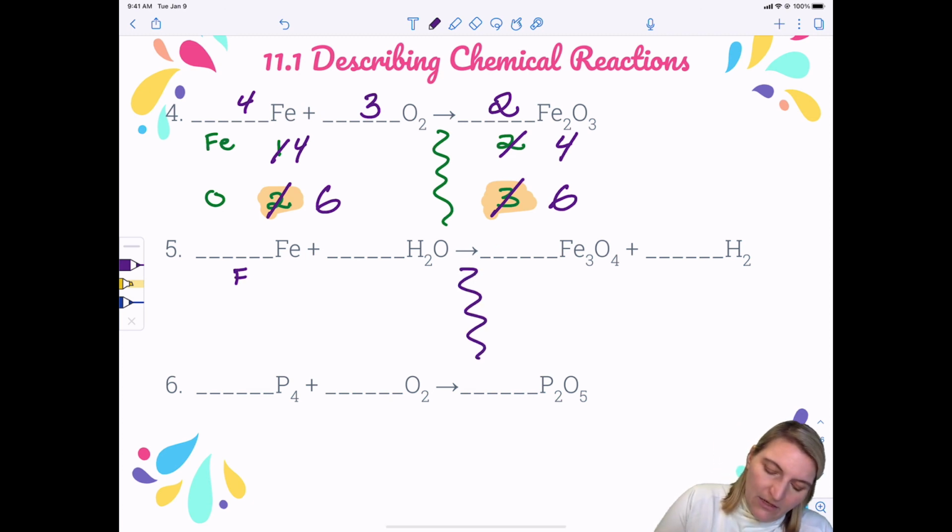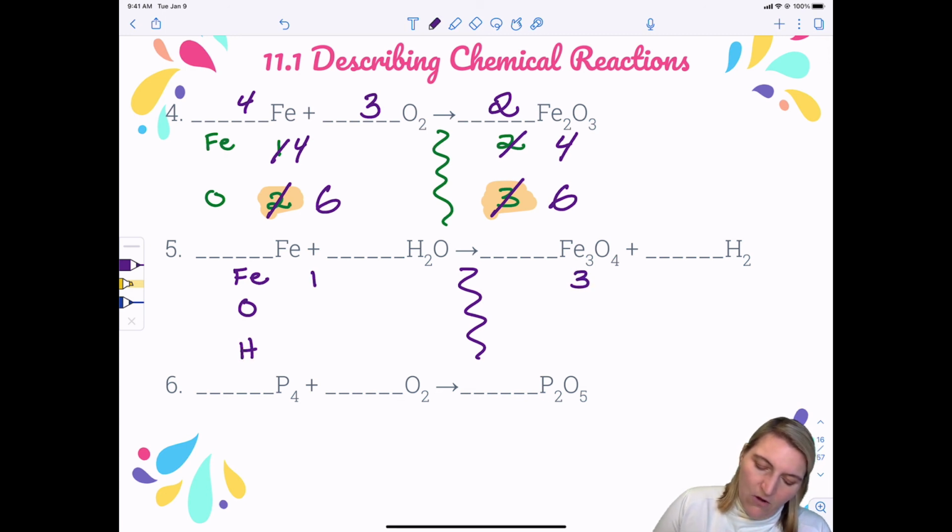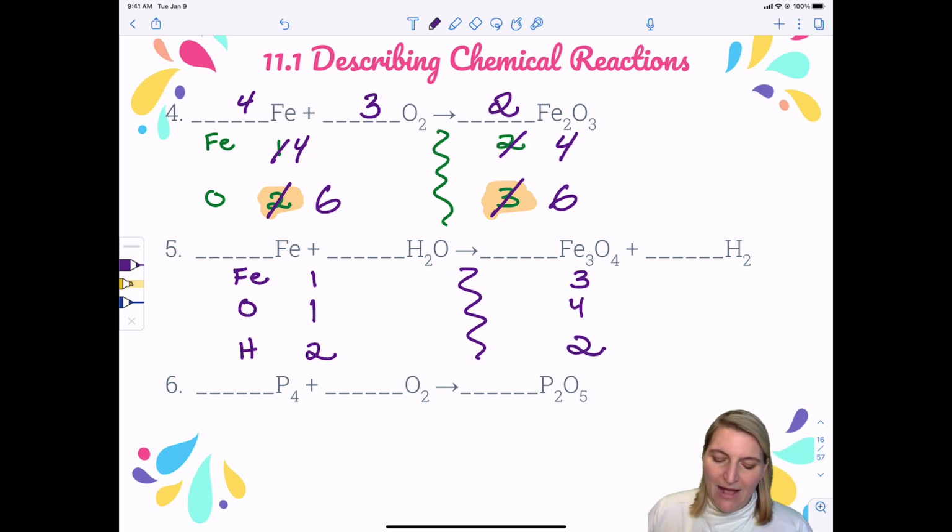Okay, this is iron and oxygen and hydrogen. There's 1 iron and 3 iron over here, 1 oxygen and 4 oxygen over here, and 2 hydrogen and 2 hydrogen over here. Again, I could balance out my iron first, but because I know I have iron by itself, it might actually be easier if I try to balance out my oxygen first.